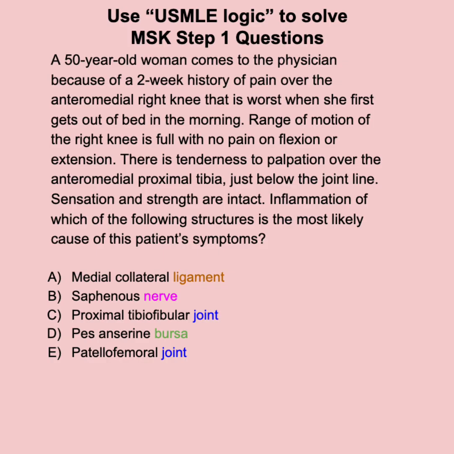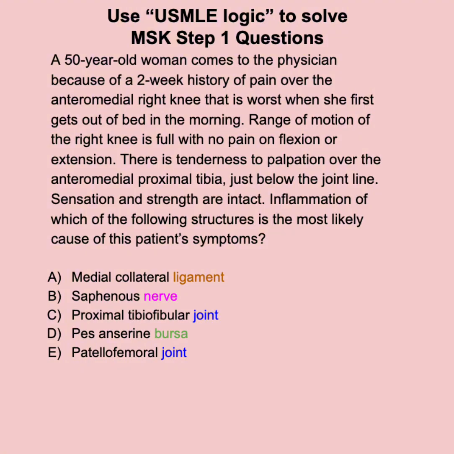Next, let's tackle the joint answers. So what does joint pain present like? It presents with some change in the range of motion. There would be pain in range of motion because a joint is a space where two bones meet and where things are able to move around. So if they don't have any pain on flexion or extension, it's less likely a joint. So we're going to cross off options C and E.